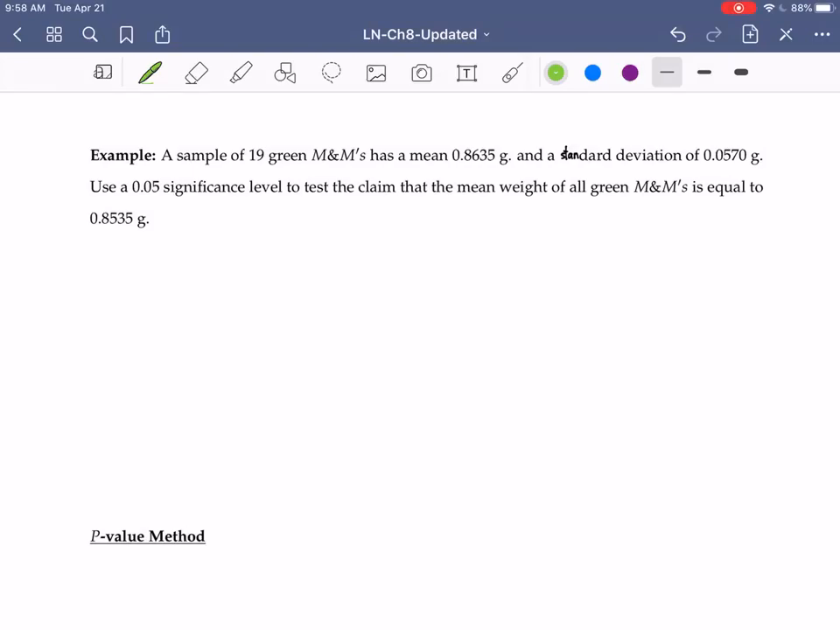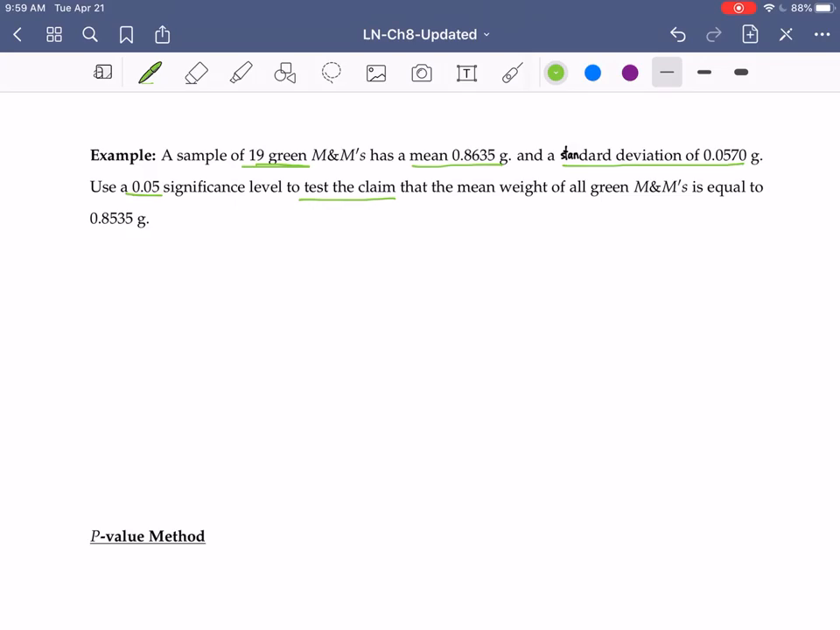In this video, we're going to take a look at a second example where we complete a hypothesis test dealing with the mean for a population. Here we have a sample of 19 green M&Ms, with a mean of 0.8635 and a standard deviation of 0.0570 grams. We want to use a 0.05 significance level to test the claim.